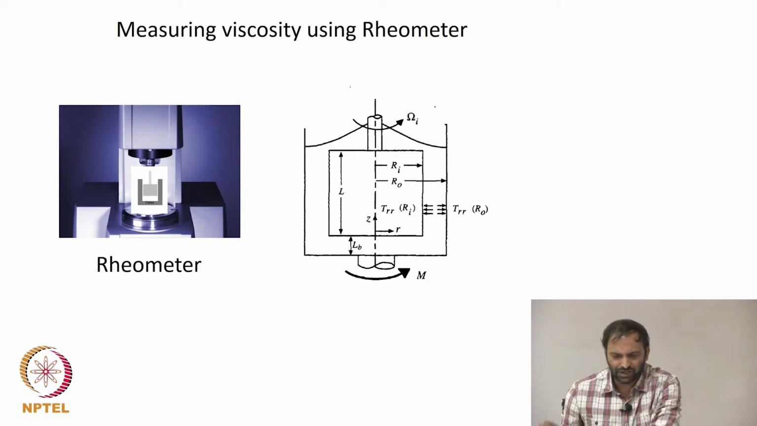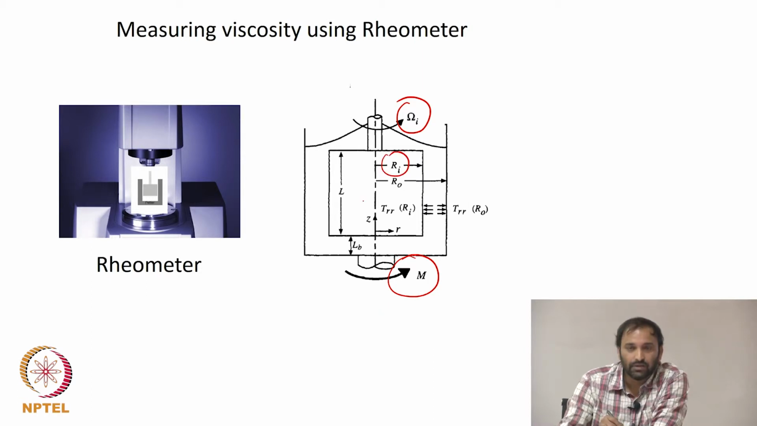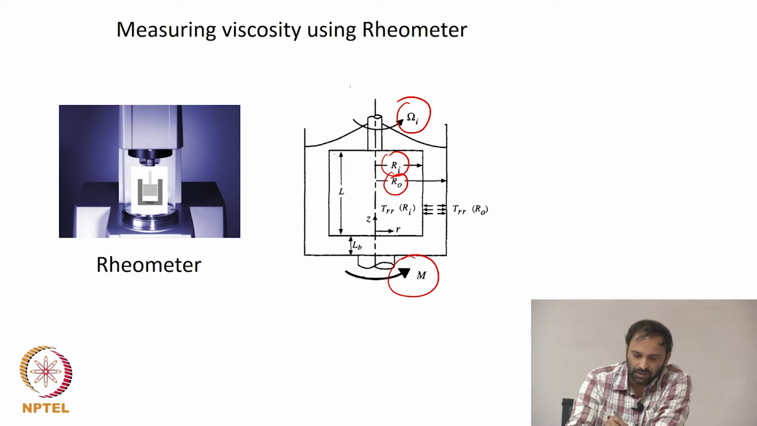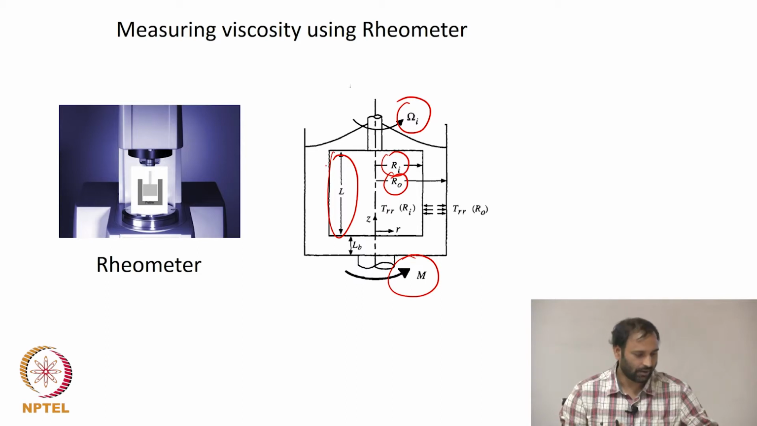So the configuration is clear to you, right? That's your rotation speed, and M is the torque that is being measured. R_i is the inner cylinder radius, R_o is the outer cylinder radius, and that's your length. So this is a geometry of well defined dimensions. That's all I wanted to say.